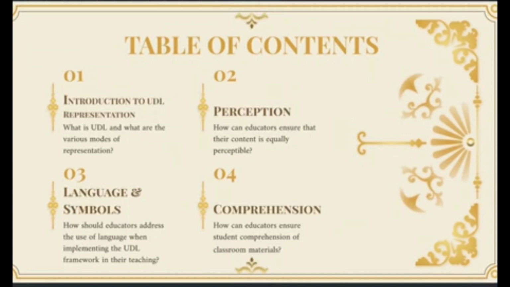Second, we'll cover perception. How can educators ensure that their content is equally perceptible? Third is language and symbols. How should educators address the use of language when implementing the UDL framework in their teaching? And fourth is comprehension. How can educators ensure students' comprehension of classroom materials?